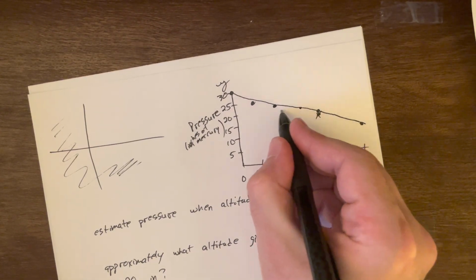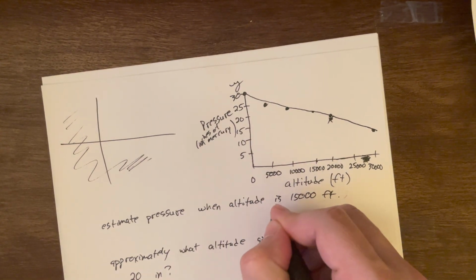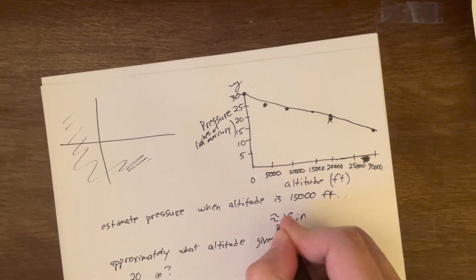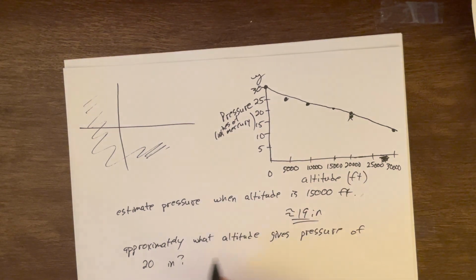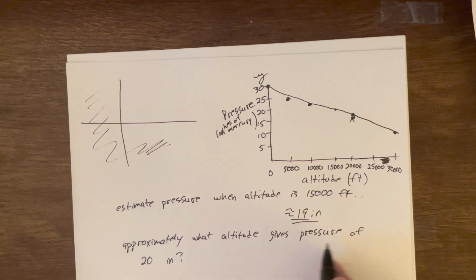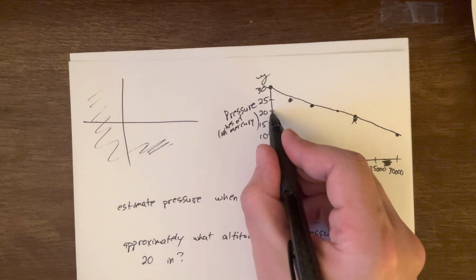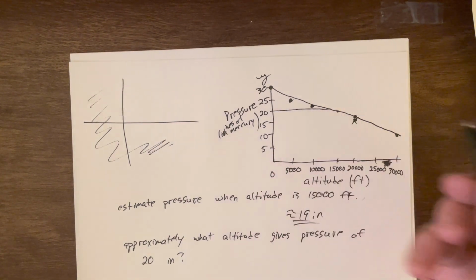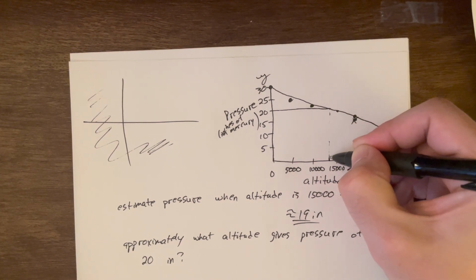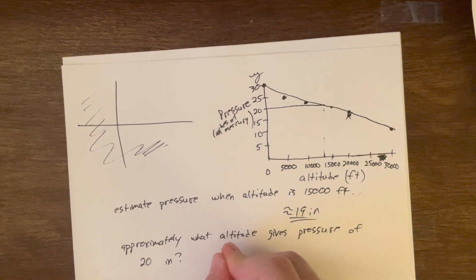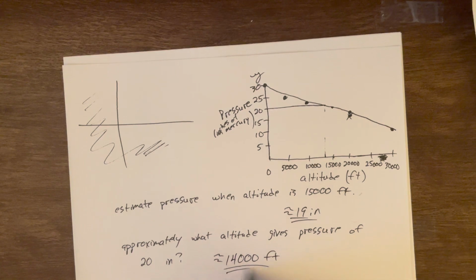15,000. I'd scroll over. Maybe I'd say that's a touch under 20. So maybe I'd estimate the pressure is about 19 inches maybe. So with that in mind, part 2 here, what altitude gives a pressure of 20 inches? Well, I'd go to 20, and now I try and line that up. Okay, it's not quite 15,000. So what is that altitude? Maybe that's about 14,000 feet. So that's the difference here.